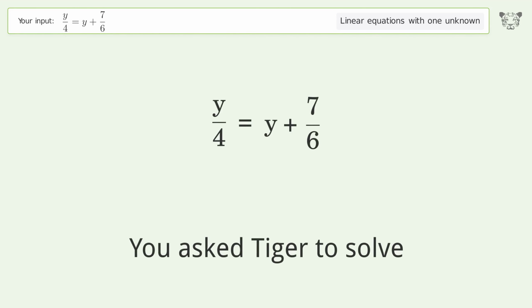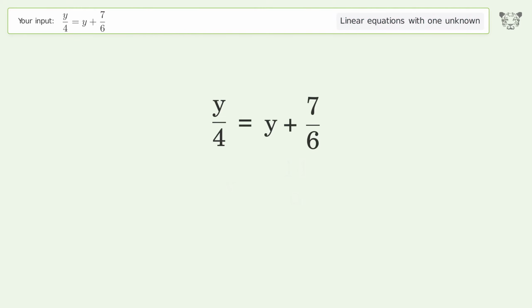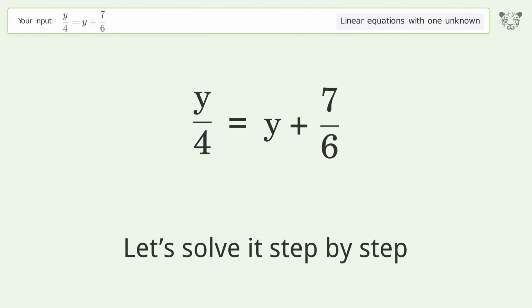You ask Tiger to solve. This deals with linear equations with one unknown. The final result is y equals -14/9. Let's solve it step by step.